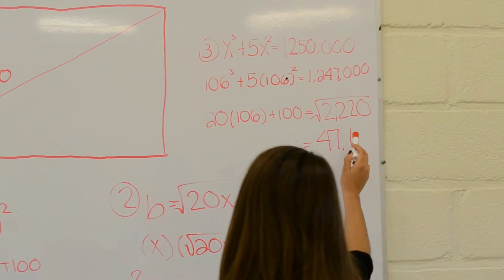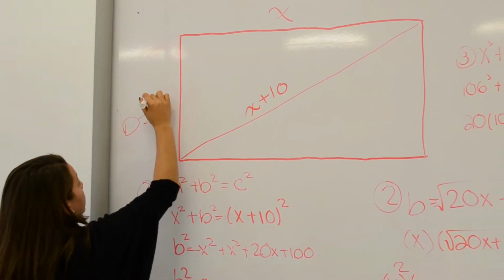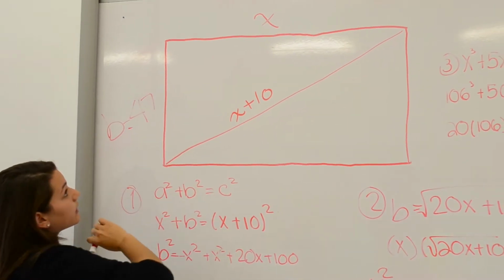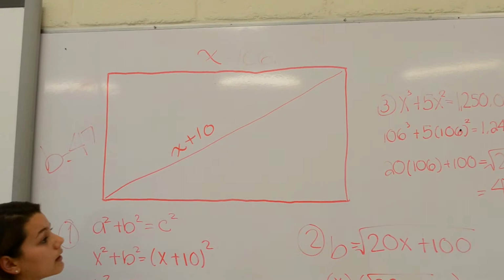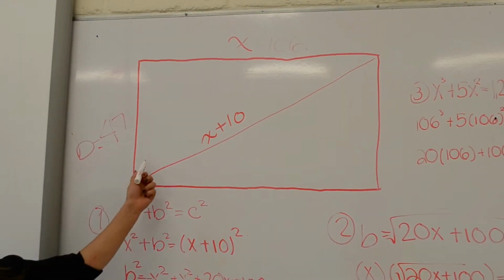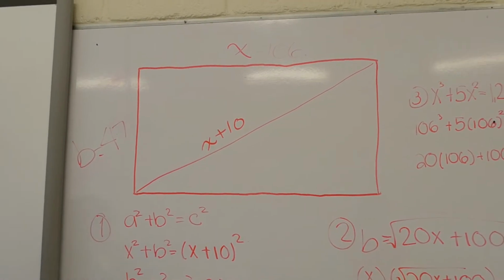And so b is equal to 47 and x equals 106. And that's how you get the area. And if you multiply the numbers, you're going to have the area of the parcel.